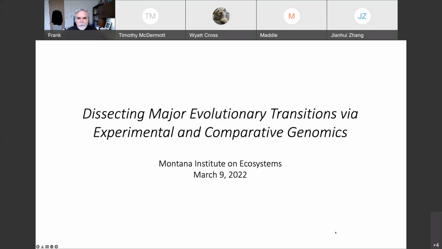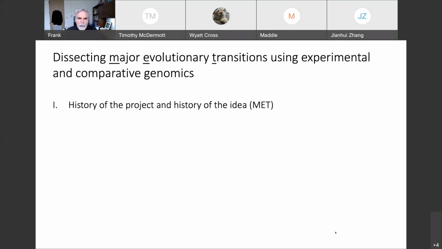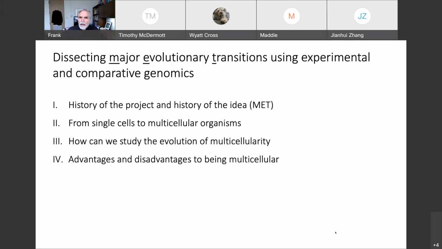So, without further ado, this is our title for today, Dissecting Major Evolutionary Transitions. And this is just a brief outline. I'm going to give you a history of this project, as well as the history of the idea itself of major evolutionary transitions, acronym MET. I will focus on one of these. There are several, from single cells to multicellular organisms, and discuss a little bit about how we might study the evolution of multicellularity, clearly something which is an important driver of complex life here on Earth.